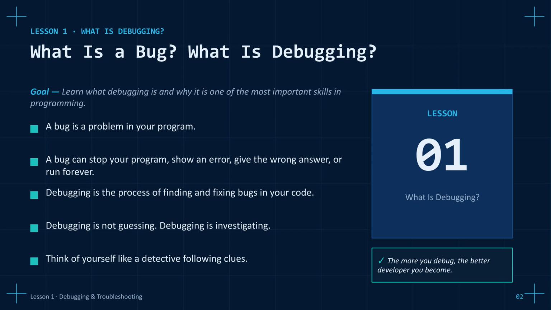Let's define our terms. A bug is simply a problem in your program. It might stop the program, show an error, produce the wrong answer, or run forever. Debugging is the process of finding and fixing those bugs. The key mindset shift here: debugging is not guessing, it's investigating. Think of yourself as a detective, following clues.